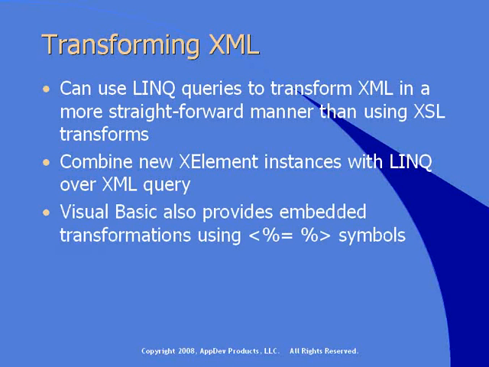To make it easier, Visual Basic also provides embedded transformations using angle bracket percent equals, just like ASP.NET does, that is, replaceable tokens within the output. Let's look at an example that demonstrates how you can transform XML using LINQ and language-specific features.